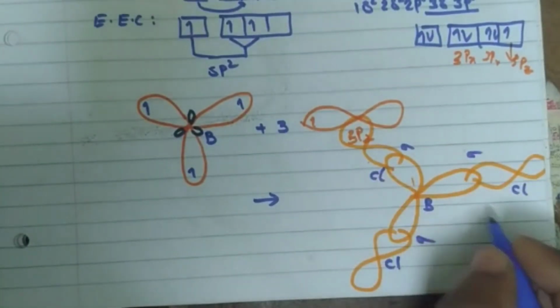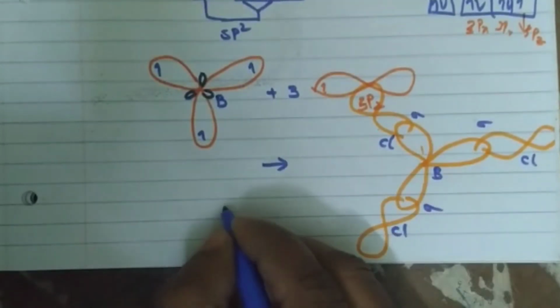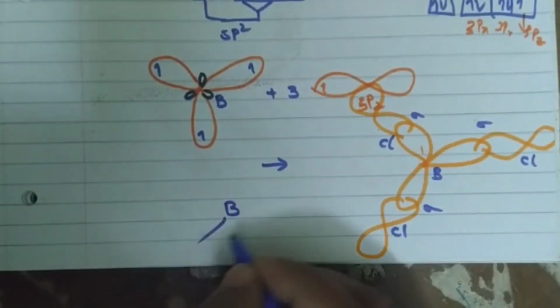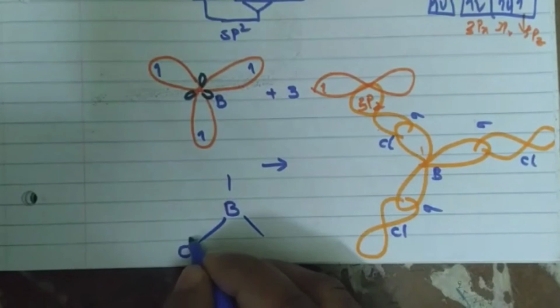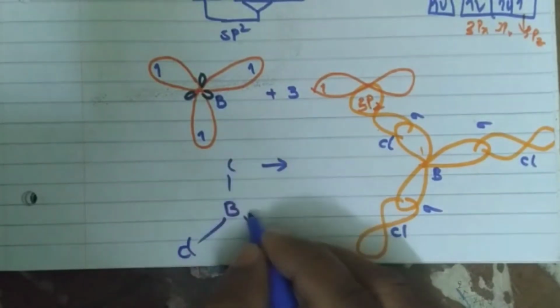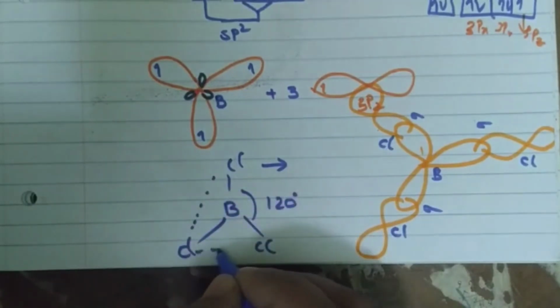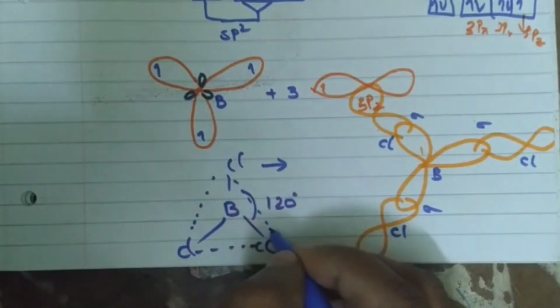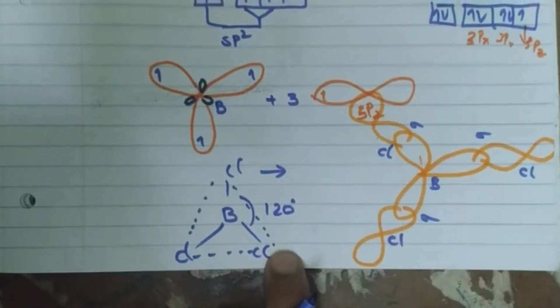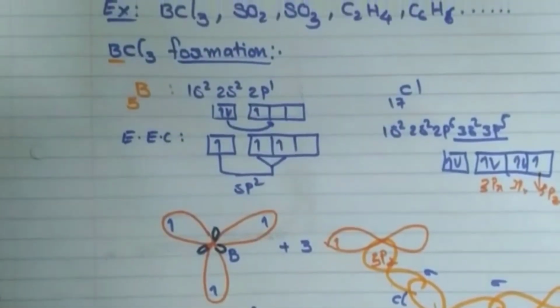So you can draw the angles like this: boron is combined with 3 chlorine atoms, chlorine, chlorine, chlorine. The angle between them is 120 degrees. The shape is a trigonal planar shape. Thank you.